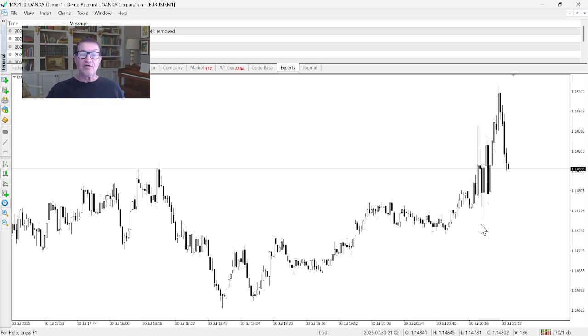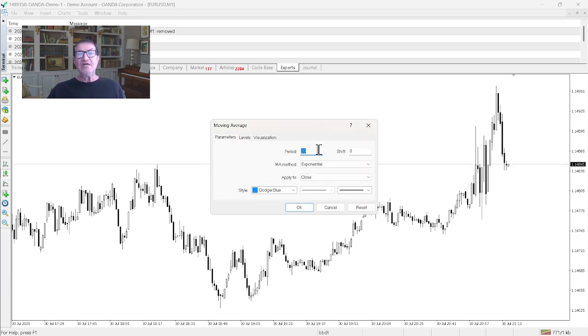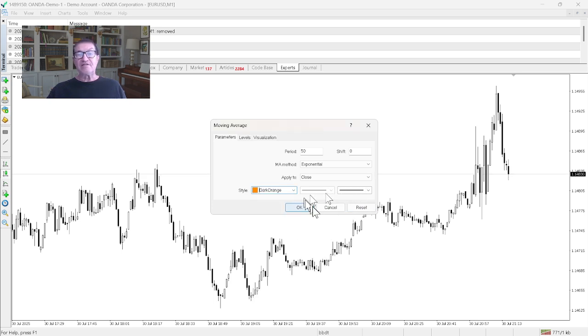In particular, we're going to add the 50 exponential moving average based on close. So you do that however you do that on your specific trading platform. On MT4, it goes like this. I click on the indicators list. I choose moving average. I set this to 50. Shift stays 0. We choose exponential. We apply it to close. And we choose a color, whichever you prefer, and a thickness of line. And we click on OK.